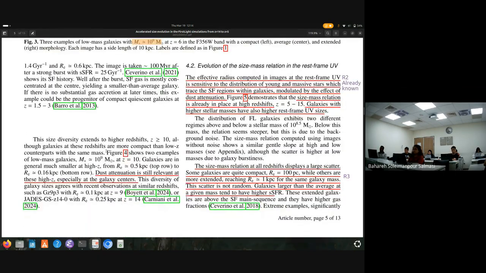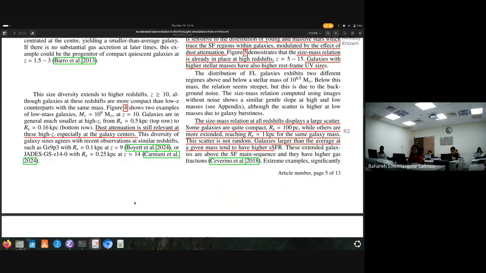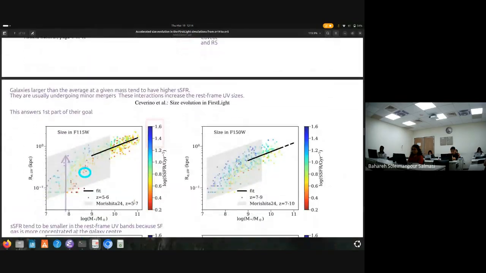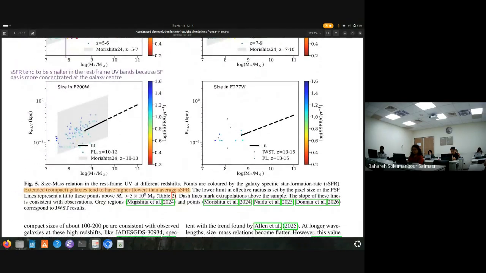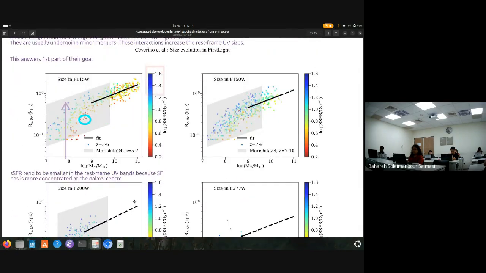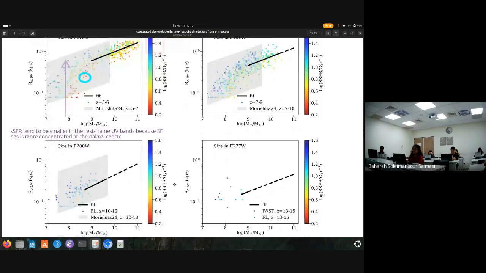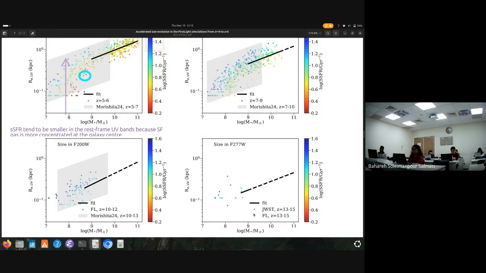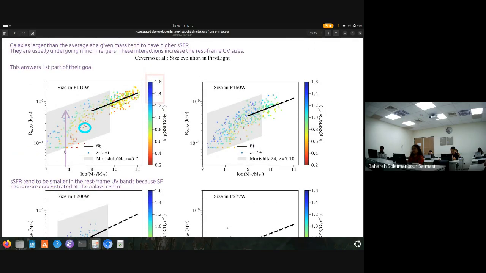So coming to the second part of their paper, where they talk about the size and mass relation. They say that this size mass relation is already known. But what they find is that there is a scatter. If we see image number 5, this relation of size versus mass is already present at higher redshifts as well, from these papers. However, for every given mass, there is a lot of scatter in the radius.